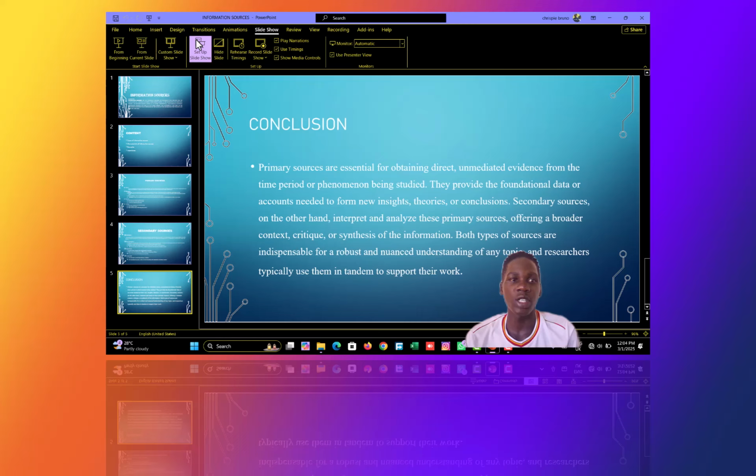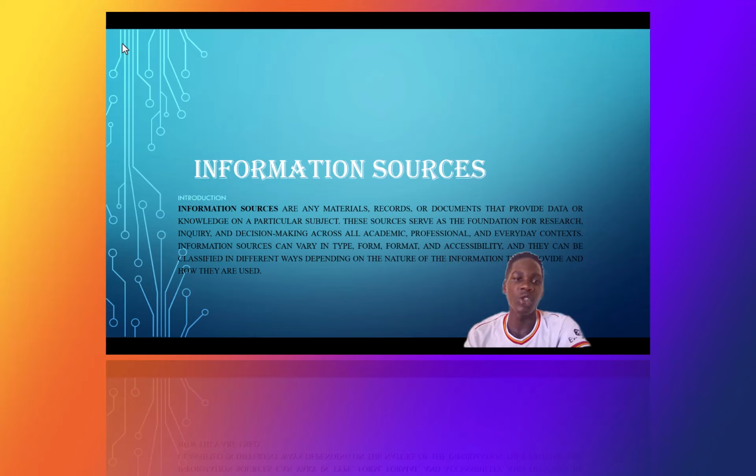So from information sources, we have what you are seeing here. Let's begin with information sources. From the introduction, information sources are any material, records, or documents that provide data or knowledge on a particular subject. These sources serve as the foundation for research, inquiry, and decision making across all academic, professional, and everyday contexts.